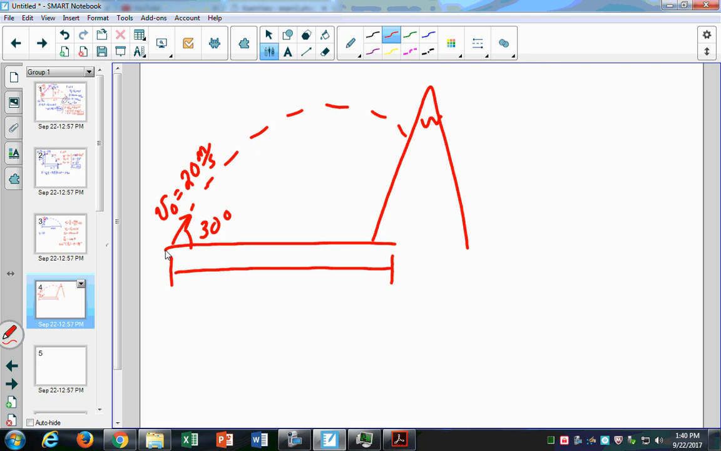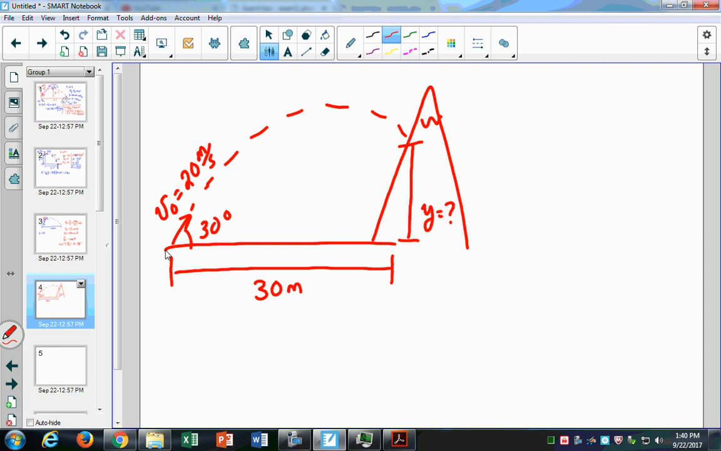I might have to change this number. I'm making it up now. Let's say it's 30 meters. And I ask you, what is this y height? What is y equal to? Could y'all do that?